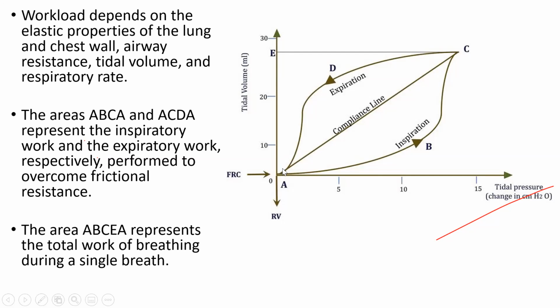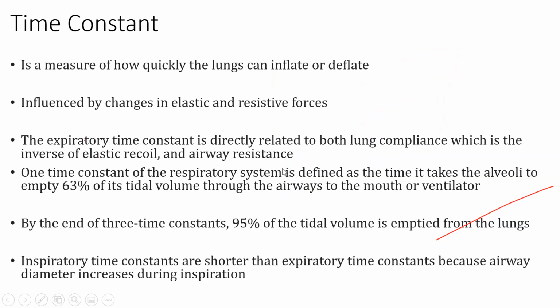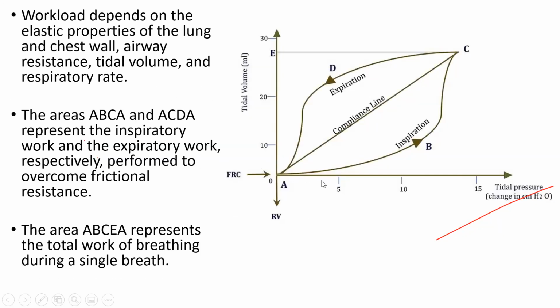In the inspiratory phase, this is the pressure that's increasing the volume, as the atelectasis phase and the overdistension phase. The area between these, A, B, C, A, represents the inspiratory work of breathing. And the area between these two will cause expiratory work of breathing.